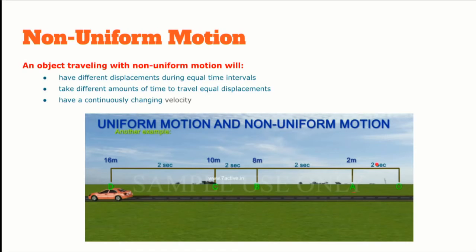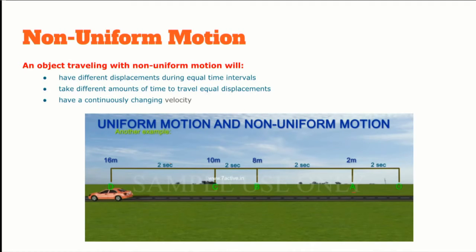So the first 2 meters took 2 seconds. Then 2 seconds later, now you're all the way up to 8 meters. So you've traveled 6 meters in the same amount of time. And then you travel another 2 meters in 2 seconds, and then you travel another 6 meters in 2 seconds. So you can see how the non-uniform motion looks.